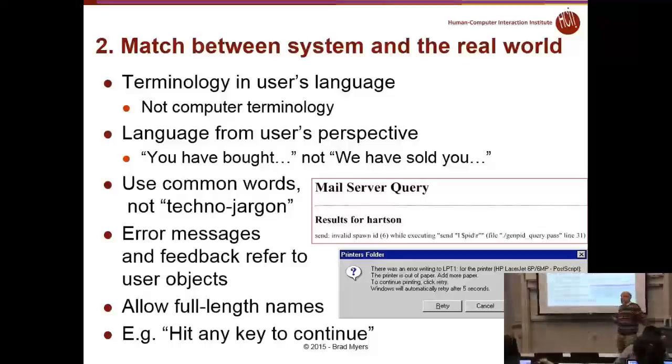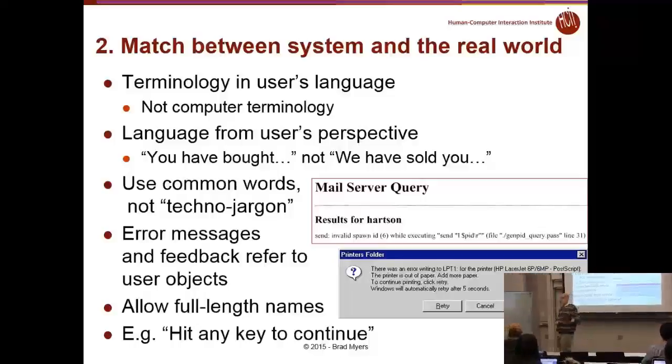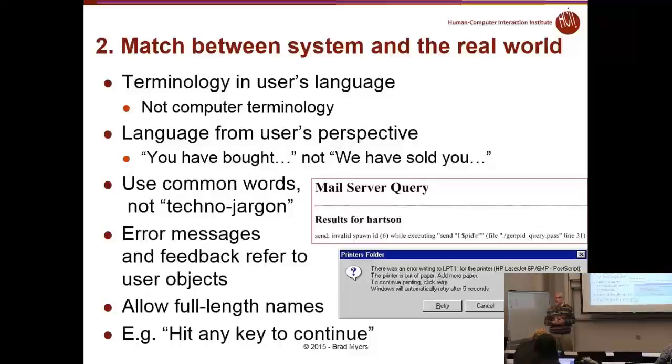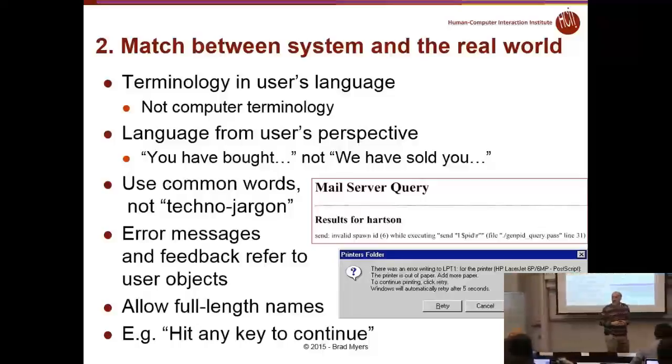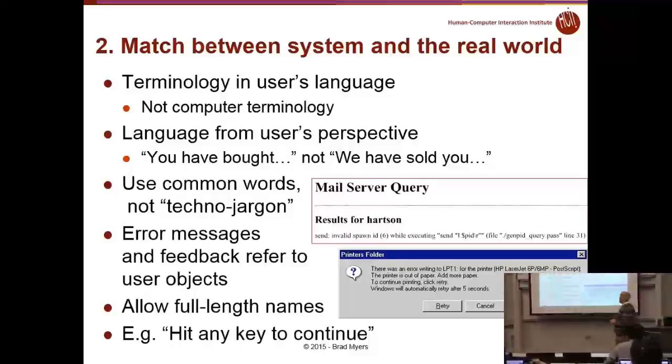Another much less important, smaller item is to use the language from the user's perspective. So things like "you have bought" as opposed to "we have sold you." This is very common in web pages, that there's confusion about who's talking, right? "Special sale for you" is fine, but "we are now selling you this": which we is that? Is it Amazon? Is it some other company? So talking from the user's perspective tends to be more clear and less confusing.